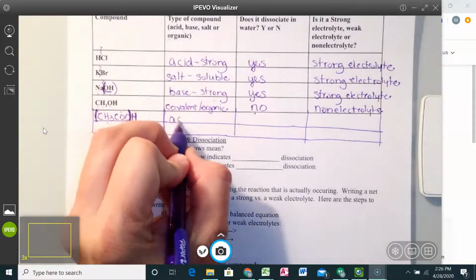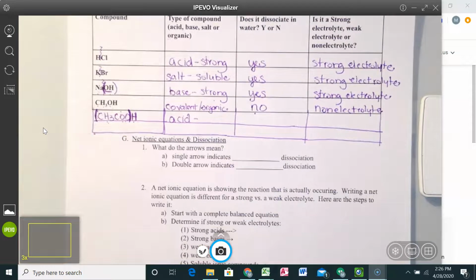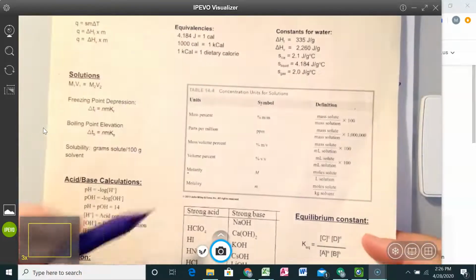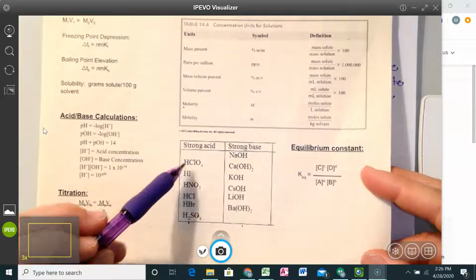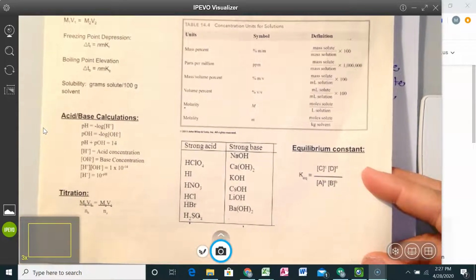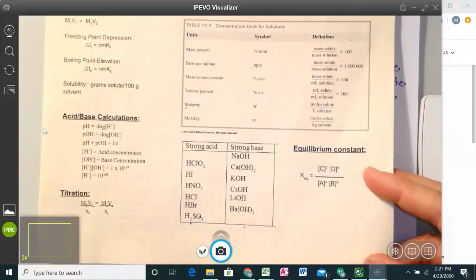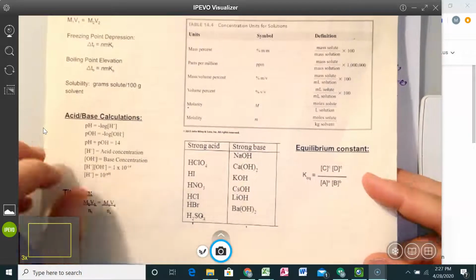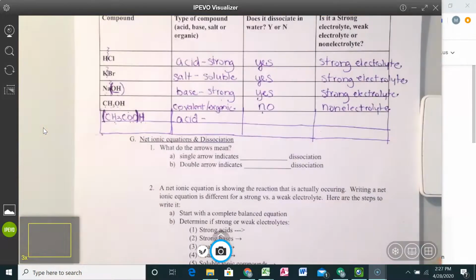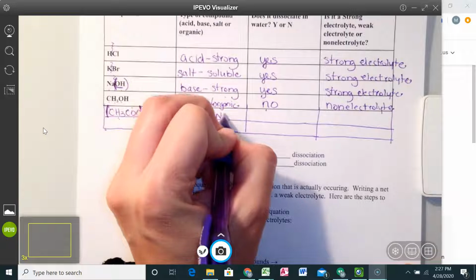This is an acid, but when I look on my sheet to figure out if it's weak or strong, it's not a strong acid. I don't see CH3COOH anywhere. Sometimes it's abbreviated as like C2H3O2 and then an H that follows, but that's not on here at all. So therefore it must be weak. Remember, if it's not on that list, it's weak.